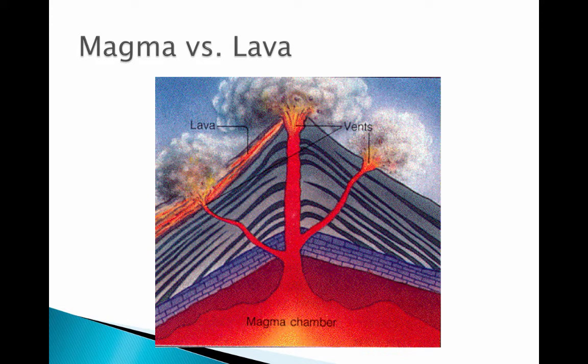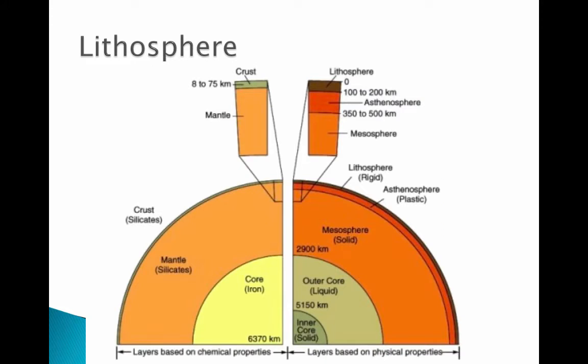Differentiate between magma and lava. All you got to remember is same stuff, different location. So, it's that same liquid, gooey rock. If it is below the surface of the earth, we call it magma. If it is on the surface of the earth, we call it lava.